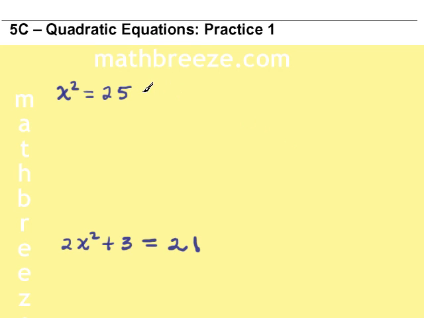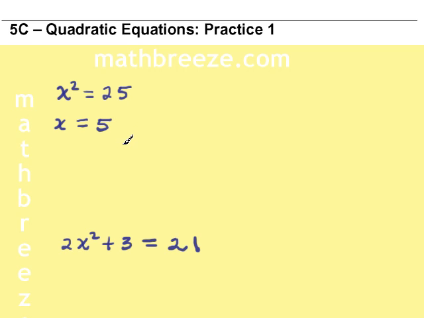Here's an example of a simple quadratic equation. X squared is equal to 25. It's quadratic because of this x squared term. We're going to solve this just by thinking about it. What number squared is equal to 25? Well, 5 squared is equal to 25, so x equals 5 is a solution.